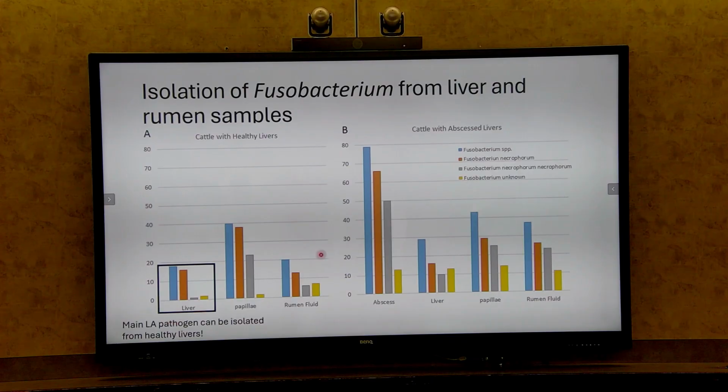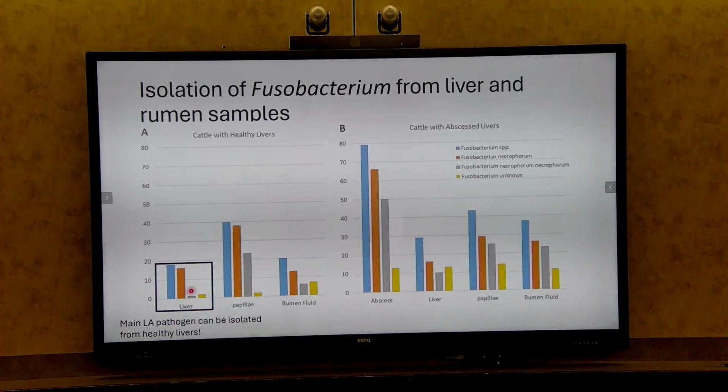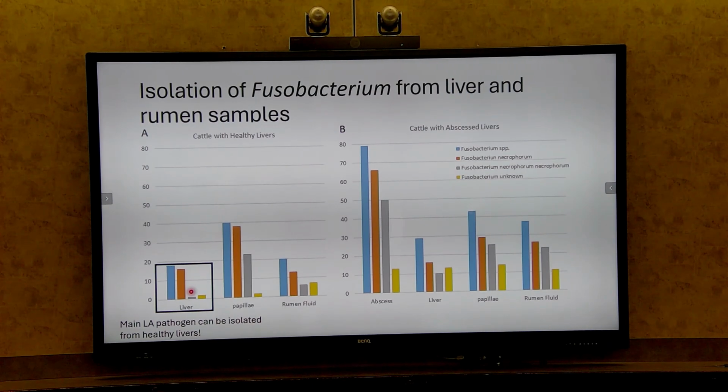So this graph shows the isolation of Fusobacterium from liver and rumen. And one of the things that I want to point out here is that in cattle with healthy livers, we isolated a fairly significant number of Fusobacterium from those samples.